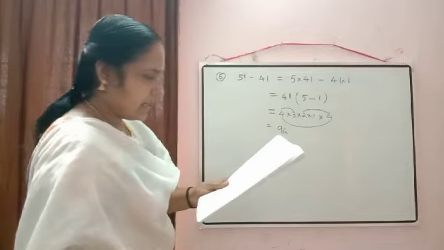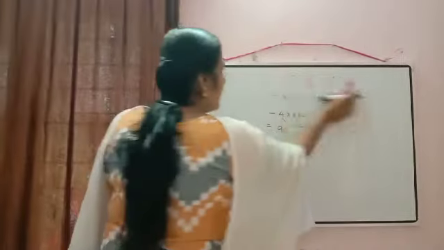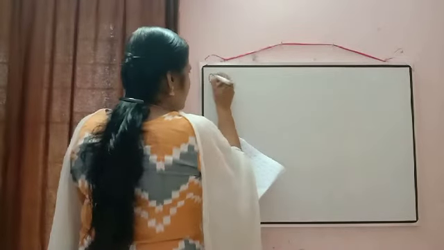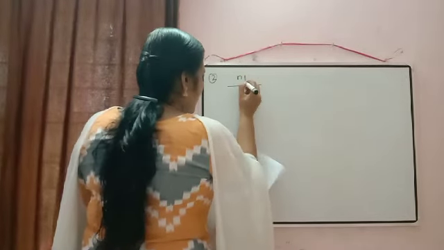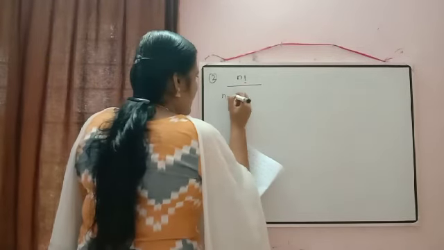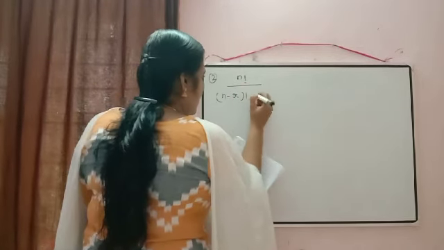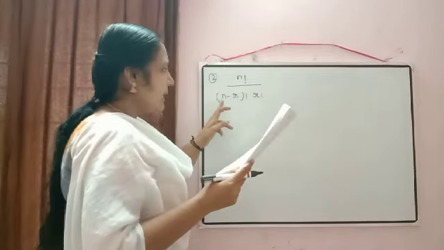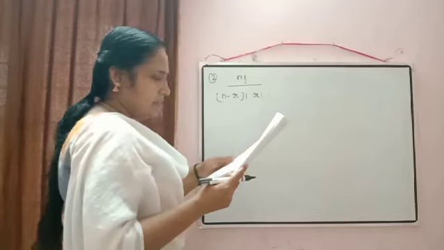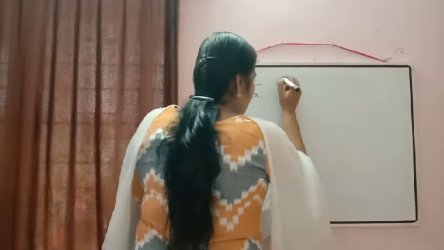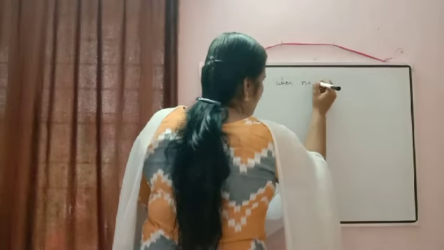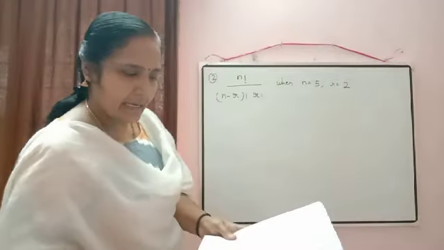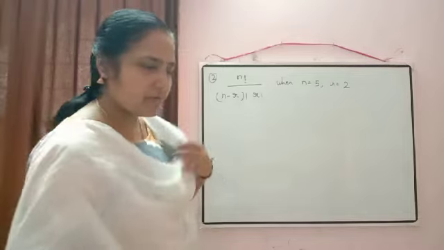Okay, now write down the next. Second question: evaluate n factorial by (n minus r) factorial into r factorial, when n is equal to 5 and r is equal to 2. The values of n and r are given, so we just have to substitute the values.